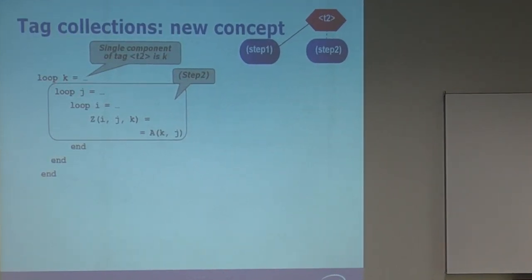The grain of the step is under your control. It might be the case that the 2 inner loops are within a step, not outside the step. So step 2 will then take more time. It's a bigger computation, and the tag components, in this case, will only be K. So there'll be fewer instances of tags, but they represent a bigger piece of work. And that's all up to you.